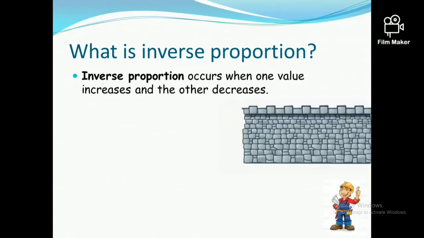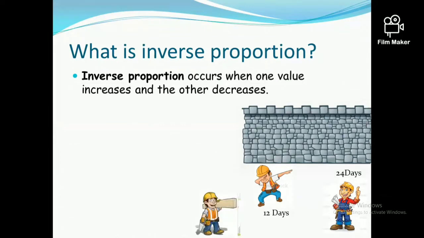For example, suppose that to build this wall, one worker needs 24 days. Then if you increase the number of workers to 2, it reduces to 12 days. If you add another worker, totally 3 workers, it takes only 8 days. If you increase up to 4 workers, you can finish this wall in 6 days. From this, you can understand the concept of inverse proportion. If you increase one factor, the other factor decreases. That is what you mean by inverse proportion.